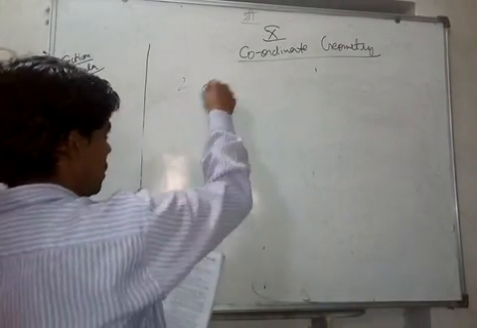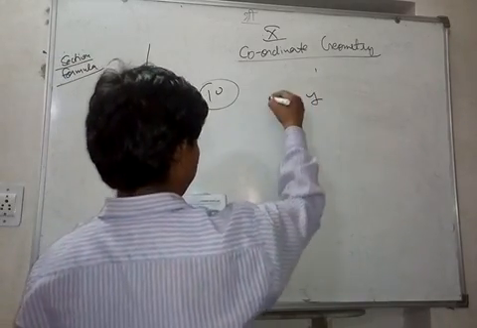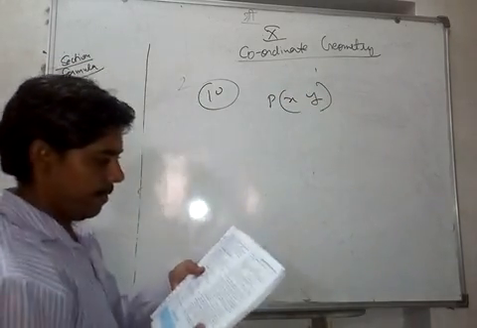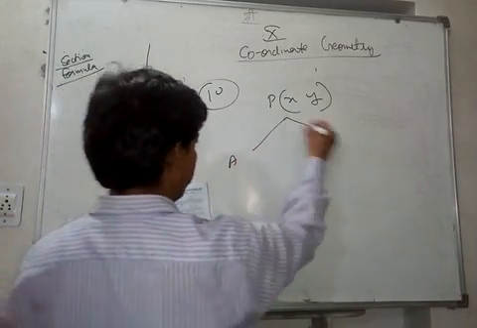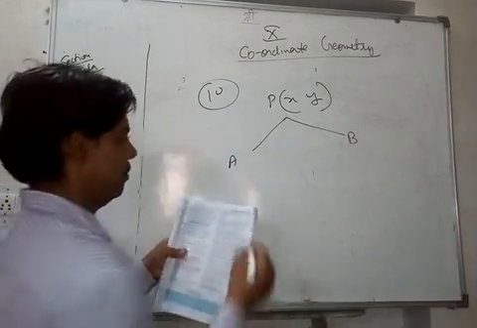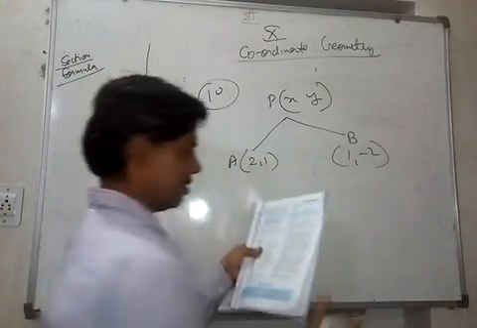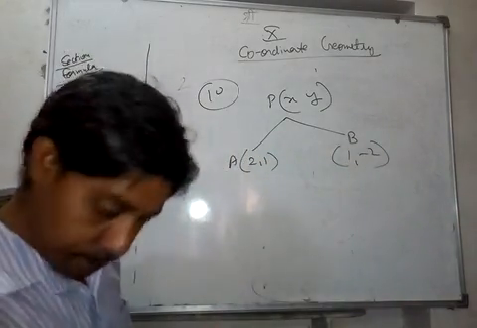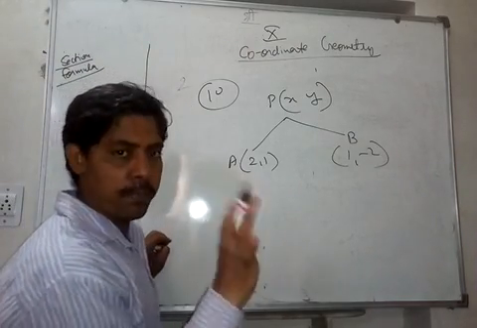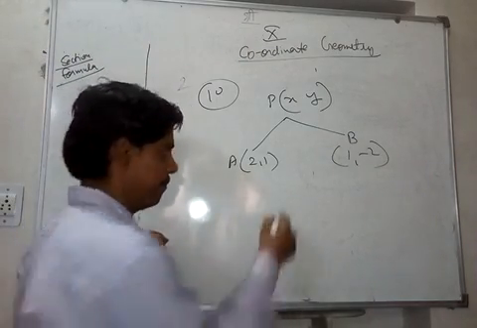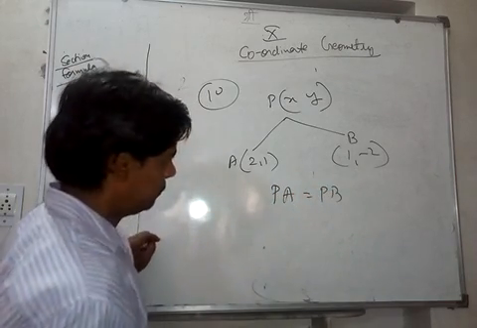Question number 10 says, if the point (x, y) is at equal distance from two points A and B, which are (2, 1) and (1, -2), then what is the relationship between x and y? Equal distance means we can write PA is equal to PB. It's a very important question, it can be asked in exams.